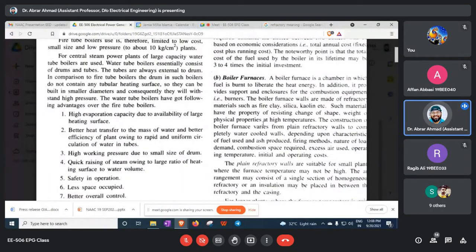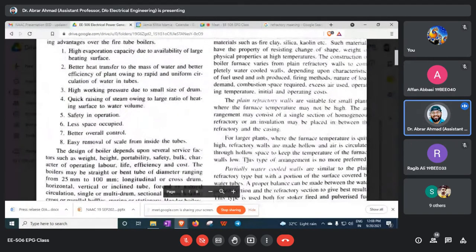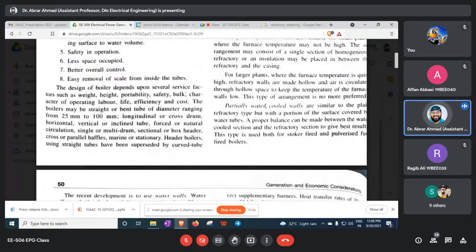as you can see, a boiler furnace is a chamber in which fuel is burned to liberate the heat energy. That's a chamber where actually this burning of coal is happening, and then the heat is transferred to the water, which is carried by pipes. Now, we have the plain refractory walls are suitable for the small plant where the furnace temperature may not be high. The arrangement may consist of single section of homogeneous refractory or an insulation may be placed in between. For larger plants where the furnace temperature is quite high, refractory walls are made hollow and air is circulated through hollow space to keep the temperature of the furnace wall low.